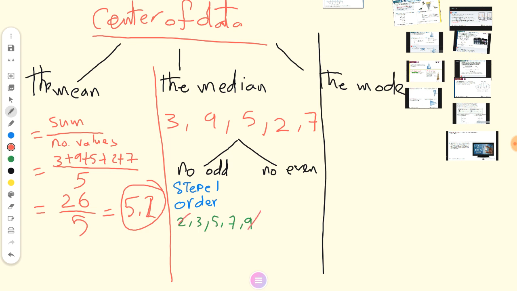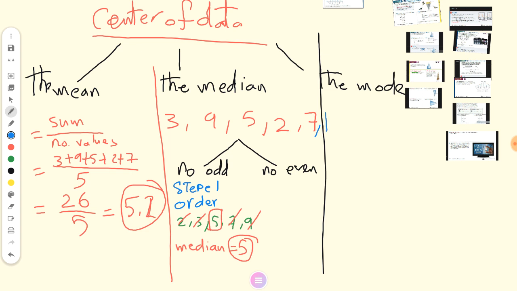9, 2, 7, 3. Now the median is 5. It's very near. So the center of the data here is 5. What if the number of data is even? So we can add another value, which is, we can say 1.